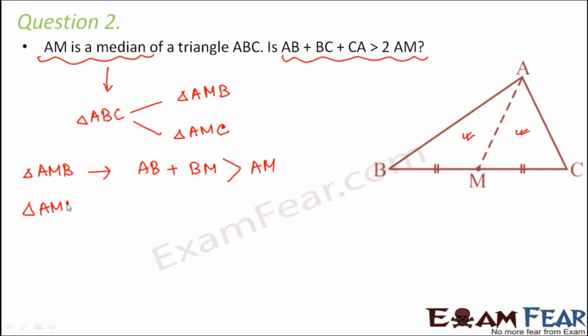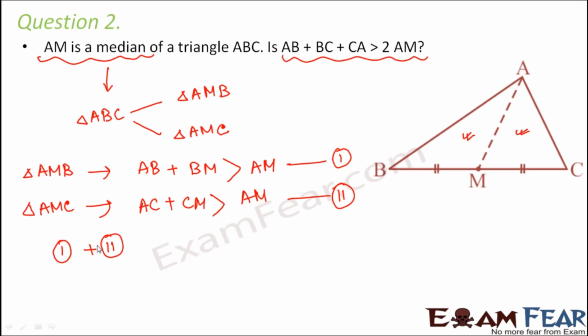In a similar fashion, if we focus on triangle AMC, here also we can say that sum of AC and CM will be greater than AM. So we can say AC plus CM will be greater than AM. So this is equation 1. This is our relation 2. Now if we add 1 and 2. So how do we add 1 and 2? We add left hand side with left hand side. We add right hand side with right hand side. Right? So left hand side will become AB plus BM plus AC plus CM. This is greater than, right hand side would be AM plus AM, that is 2AM.